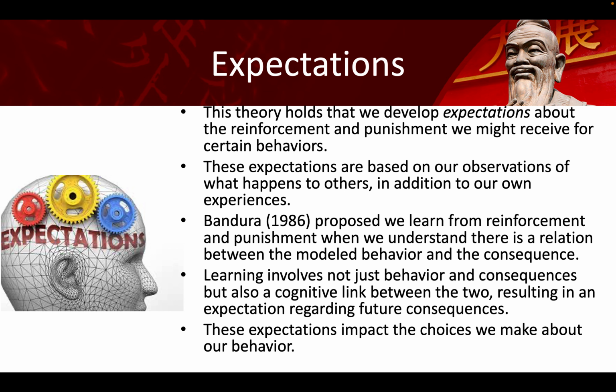This theory holds that we develop expectations about the reinforcement and punishment we might receive for certain behaviors. These expectations are based on our observations of what happens to others, in addition to our own experiences. Bandura proposed we learn from reinforcement and punishment when we understand there is a relation between the model behavior and the consequence. Learning involves not just behavior and consequence, but also a cognitive link between the two, resulting in an expectation regarding future consequences. These expectations impact the choices we make about our behavior.